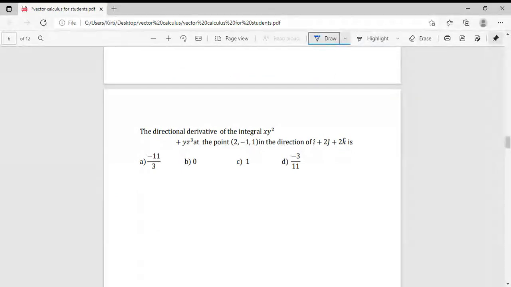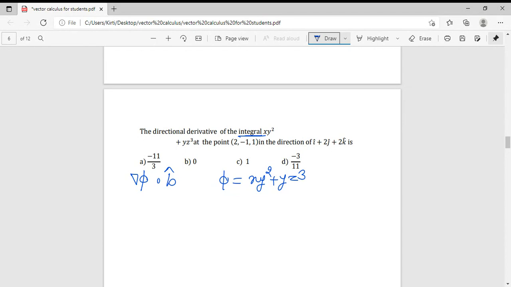The directional derivative of the integral at the point in the direction. So directional derivative is nothing but defined as the component of gradient, right? Component of gradient which we denote by del phi in the direction of the given vector. So that is given by del phi dot the vector b. So here we have to find out two things. First del phi and unit vector b, right? So this phi is nothing but the equation of the given surface, right? So whatever surface is given will give you phi. So phi is nothing but here xy square plus yz cube. Okay, so this is phi.